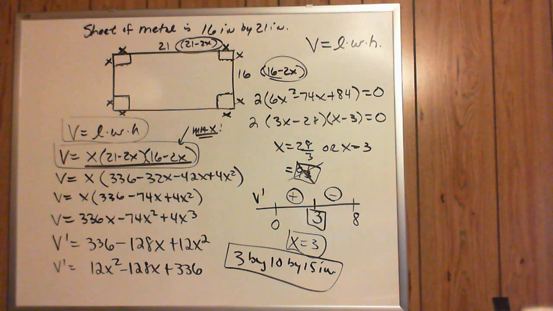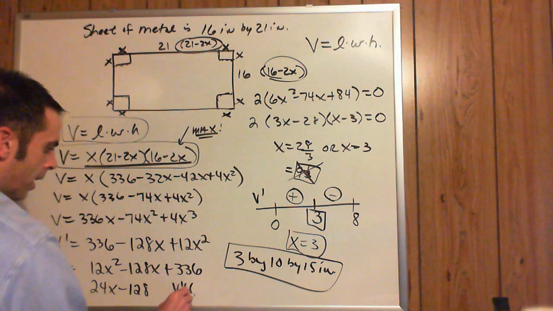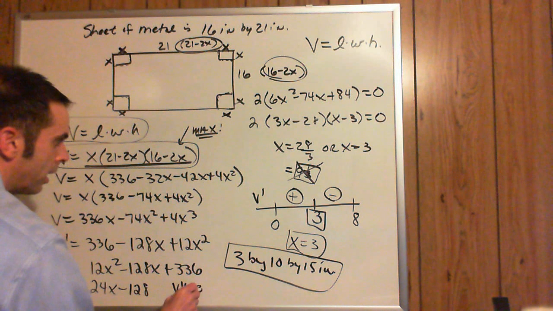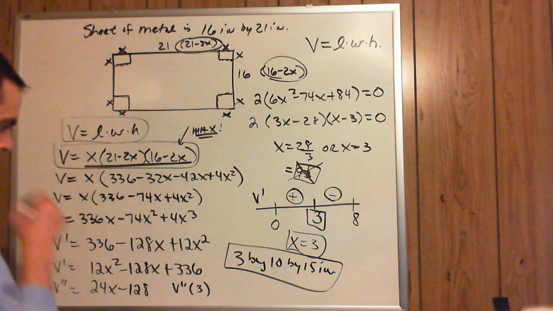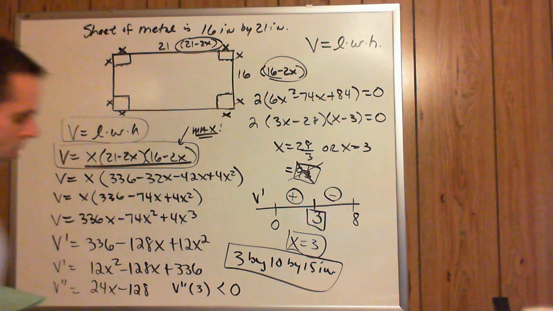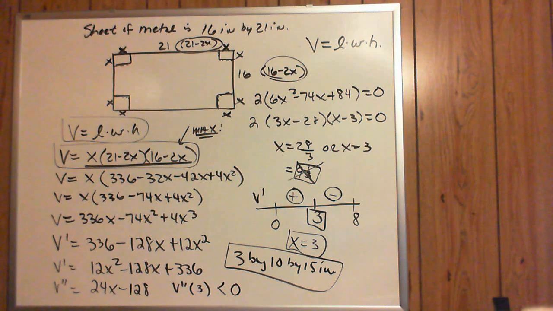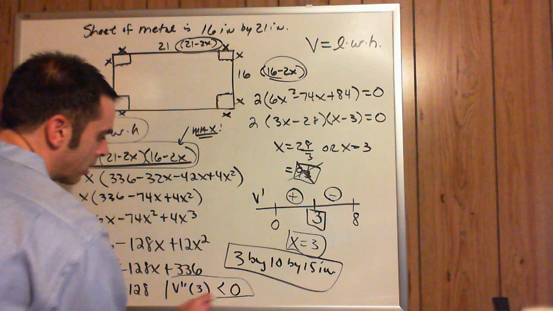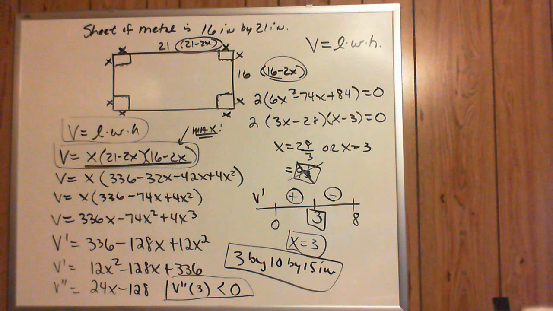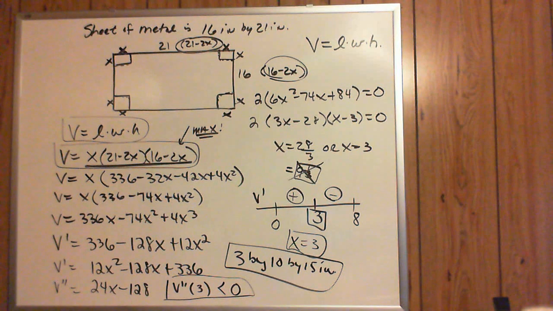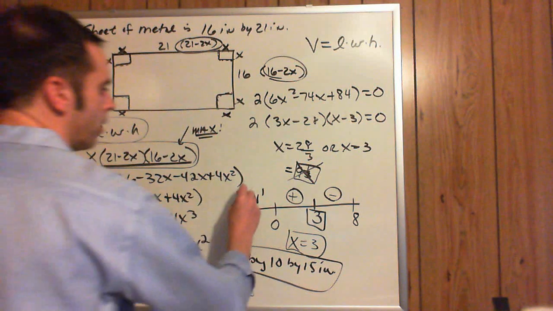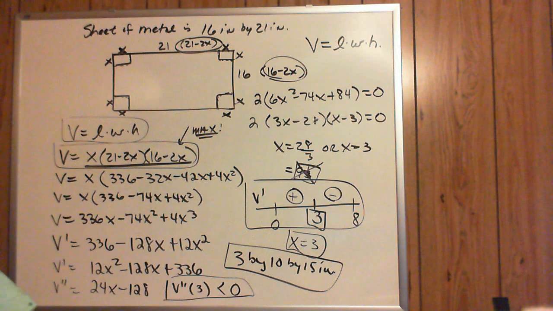And of course we could have used the second derivative. We could have gone on to say that V double prime equals 24x minus 148, and V double prime at 3, because it's our only critical number right here, is less than 0. So then by the second derivative test, we would also have a maximum at x equals 3. So either by the first derivative test, we verified it, or by the second derivative test.